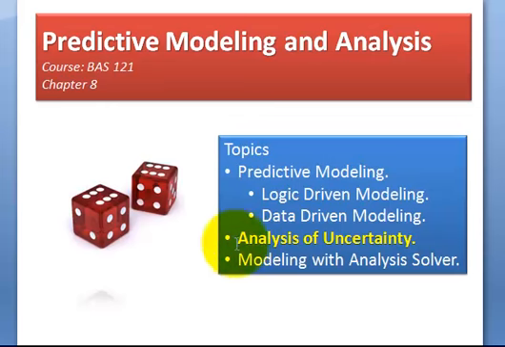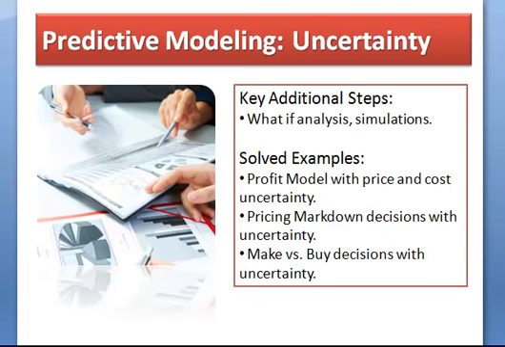Then we'll get into, well, what do we do about uncertainty? Certainly these predictive models are interesting and nice, but there's a lot of unknowns and there's lots of things that can change. So how do we add that into the analysis? Well, the key step is we can do some what-if analysis, we can run some simulations, etc. And we'll do a bunch of solved models on those. We'll look at the profit model, the pricing markdown, and make-buy decisions, all with an element of uncertainty.